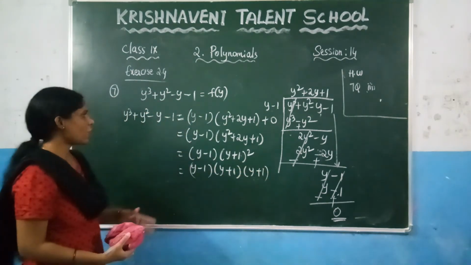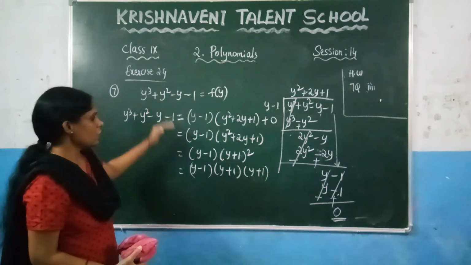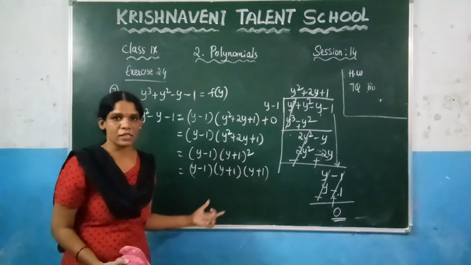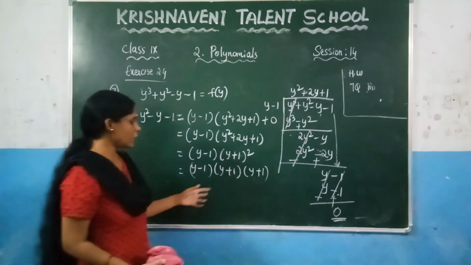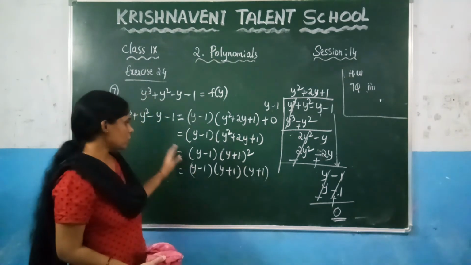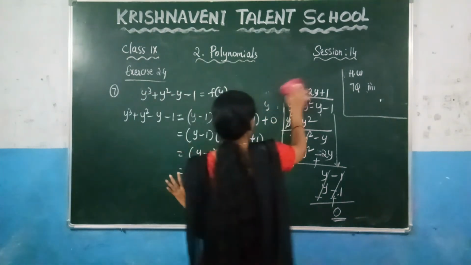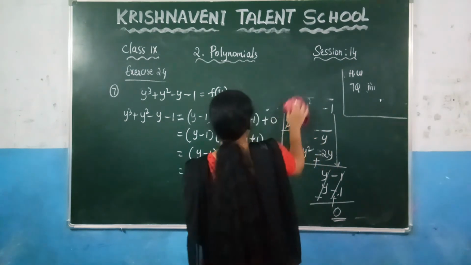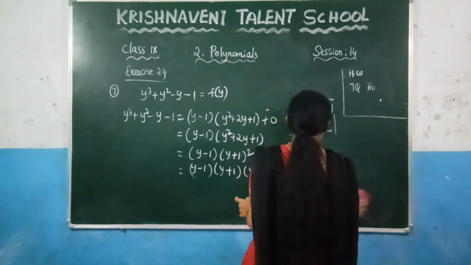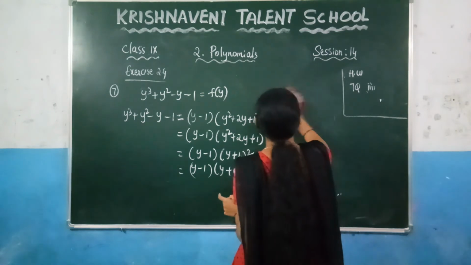So here if you are given any cubic polynomial, we can factorize the cubic polynomial as a product of linear polynomials by this process. So here we have done it directly. Let us do the same quadratic equation by using the splitting method. How can you get that one?